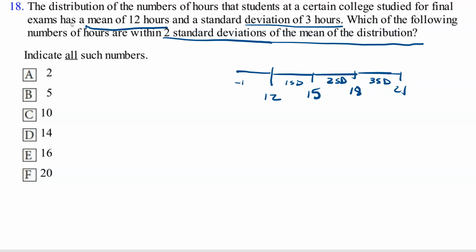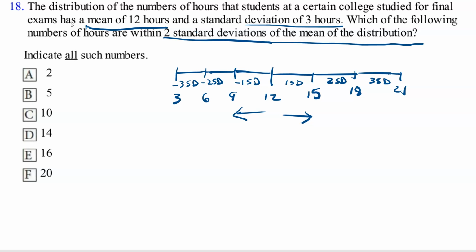So -1 standard deviation would be subtracting 3 and get us to 9. -2 standard deviations, again we subtract 3 and we get to 6. And then a third standard deviation, so -3 standard deviations would get us down to 3. So a standard deviation of 3 hours means that each standard deviation you move in either direction is either adding 3 if you go positive or subtracting 3 if you go negative.